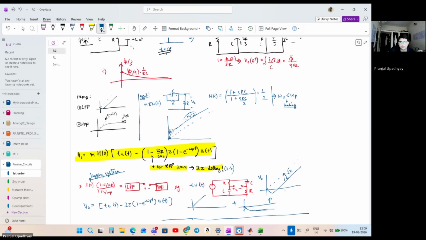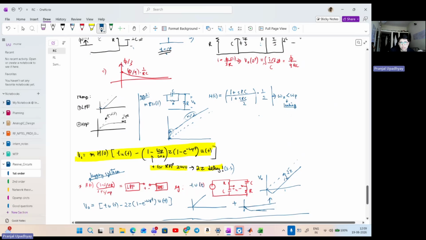And again, at DC, the value that the circuit should give is half, and at infinite frequency, the circuit must give the value of 1. So this transfer function satisfies that. And here, what we are basically seeing is that the pole is greater than the zero, which implies that h of infinity will be greater than h of 0. And it is quite expected also in the ramp response.